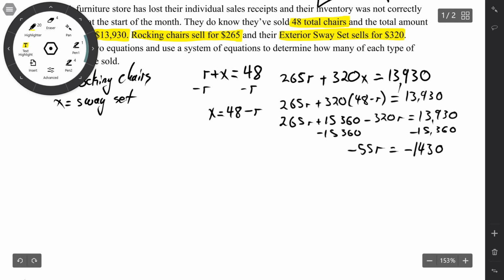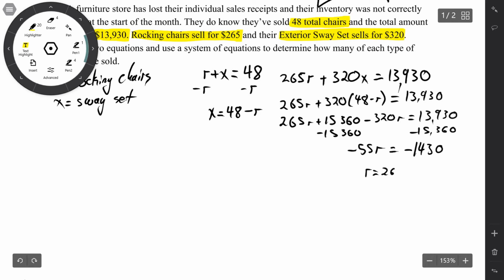And now we just need to divide. So we'll take that negative 1,430 and divide it by negative 55. We'll get r equals 26. So what does that actually mean? Well, it means that we've sold 26 rocking chairs.